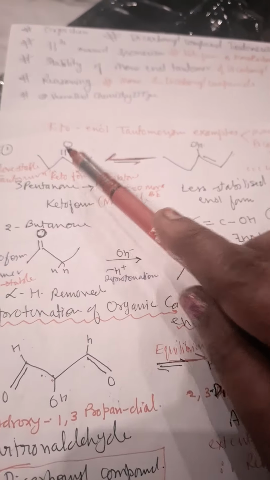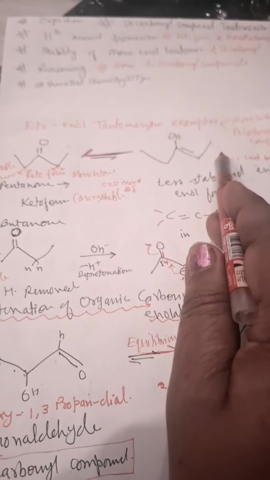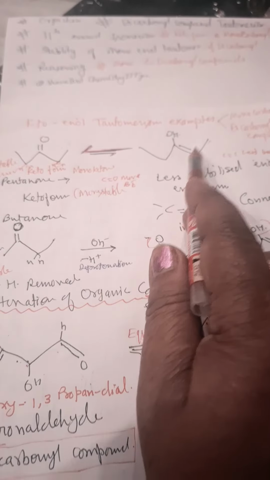So when a monocarbonyl compound is there, in both cases the keto form is more stable. So this equilibrium shifts towards the keto, and a very small amount of enol form will be there. Okay, so I made a small arrow towards the enol form. Now what will happen here?